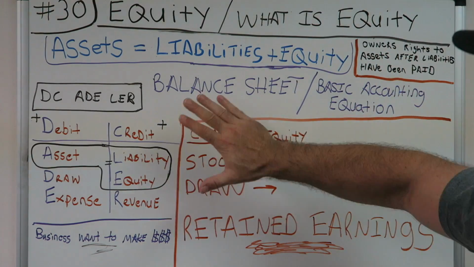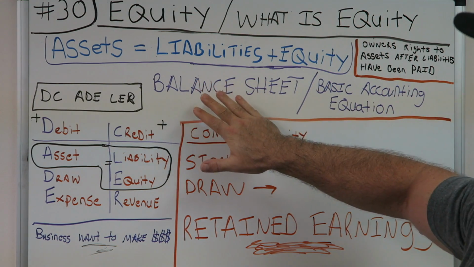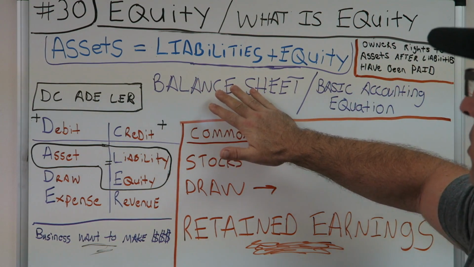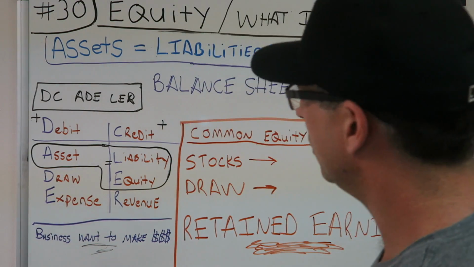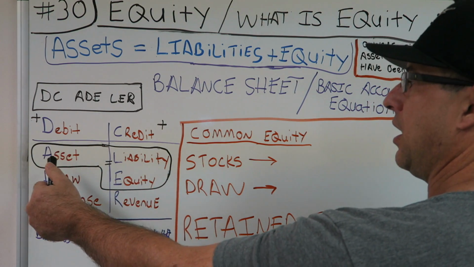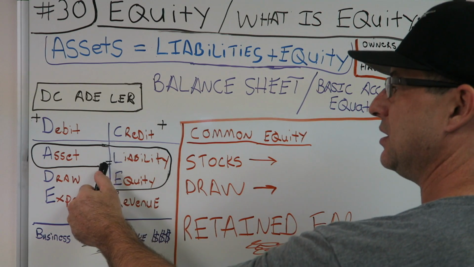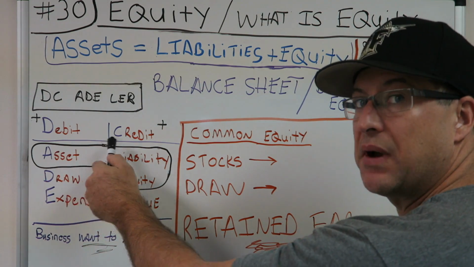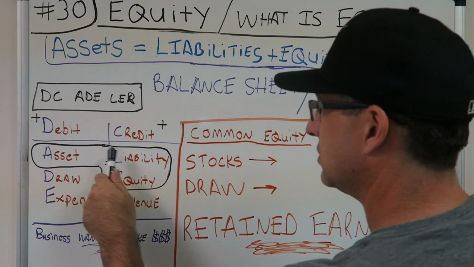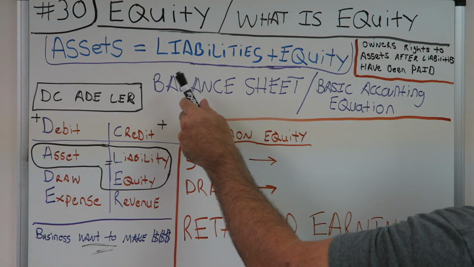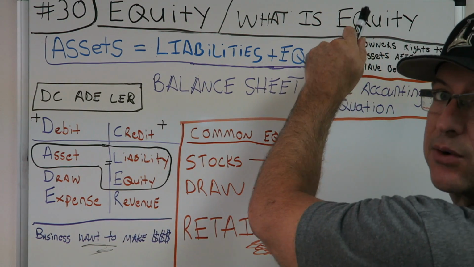What is equity? Now equity is part of the balance sheet. What's the balance sheet? Well, you go down your DC Adler and you've done this enough to know assets equal liability plus equity. You know the balance sheet's right here. These three things are the balance sheet. We're going to go with what is equity today.